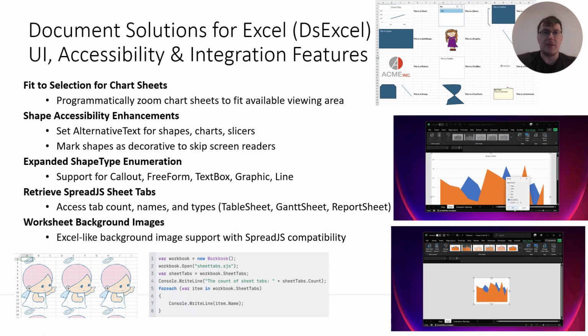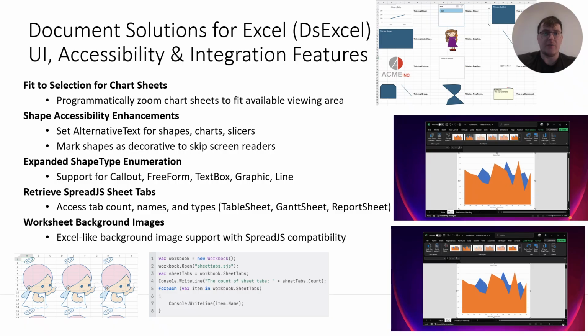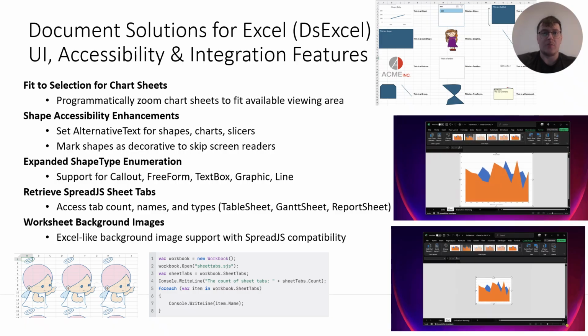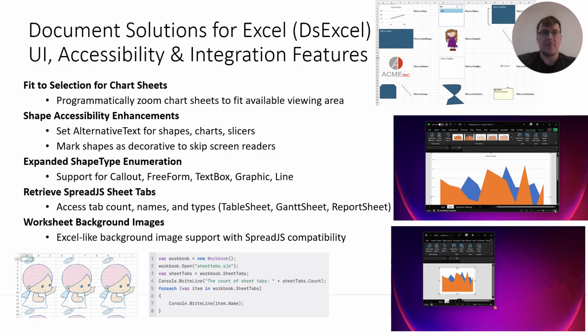We've expanded the shape type enumeration to include callout, freeform, text box, graphic, and line, so you can identify and work with a broader range of shapes directly through the API.